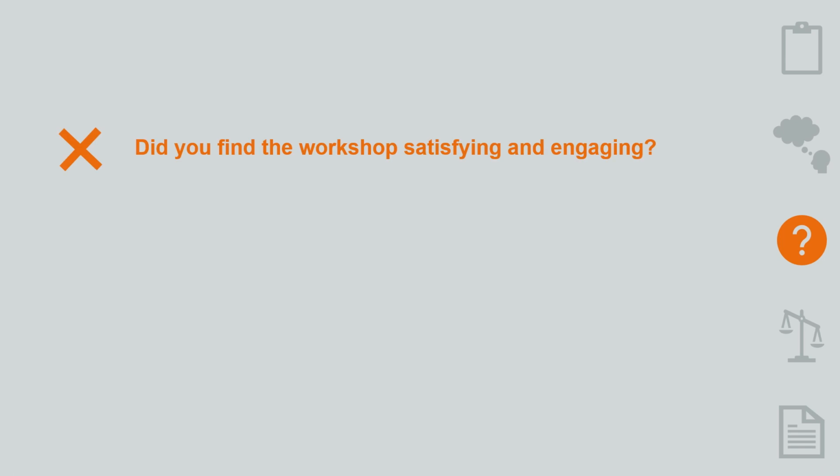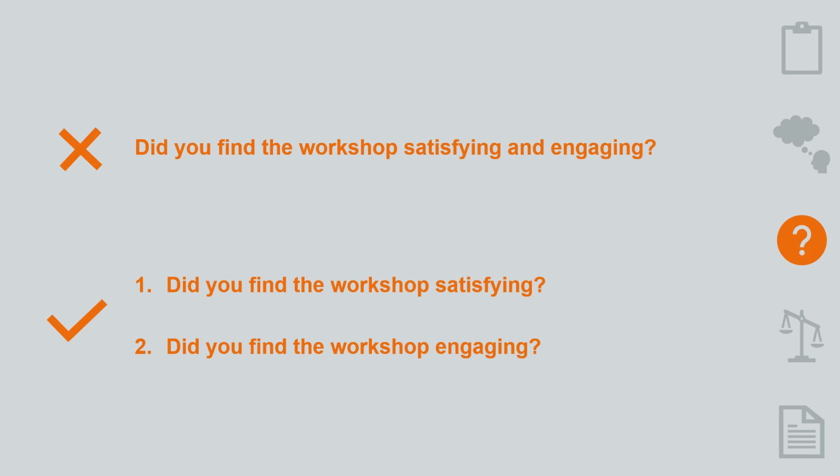For example, this is a double-barreled question. Did you find the workshop satisfying and engaging? The use of the word "and" is a clue that it's double-barreled. You want to ask about concepts separately. So the best thing to do is to ask two separate questions. One to find out how the respondent found the workshop in terms of satisfaction, and one asking about the level of engagement in the workshop.